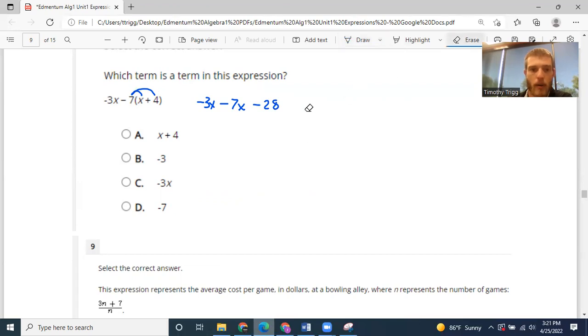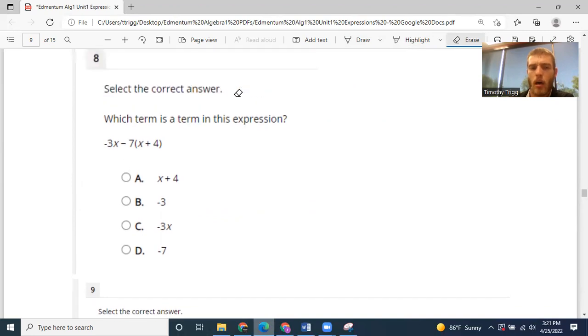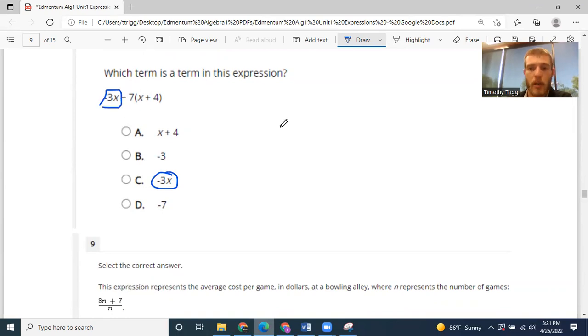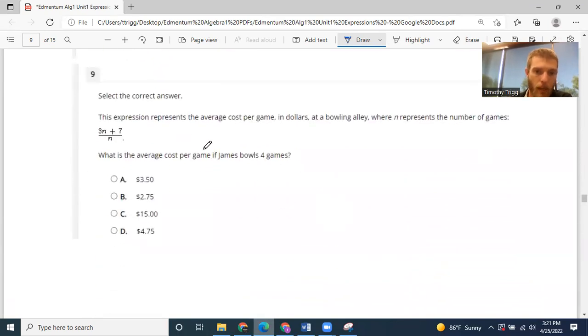Oh, wait, I'm not doing this right. I need to read the question. It says, which term is a term in this expression? Yeah, so which of these is a term in this expression? So -3x is an example of a term in this expression. -3x.